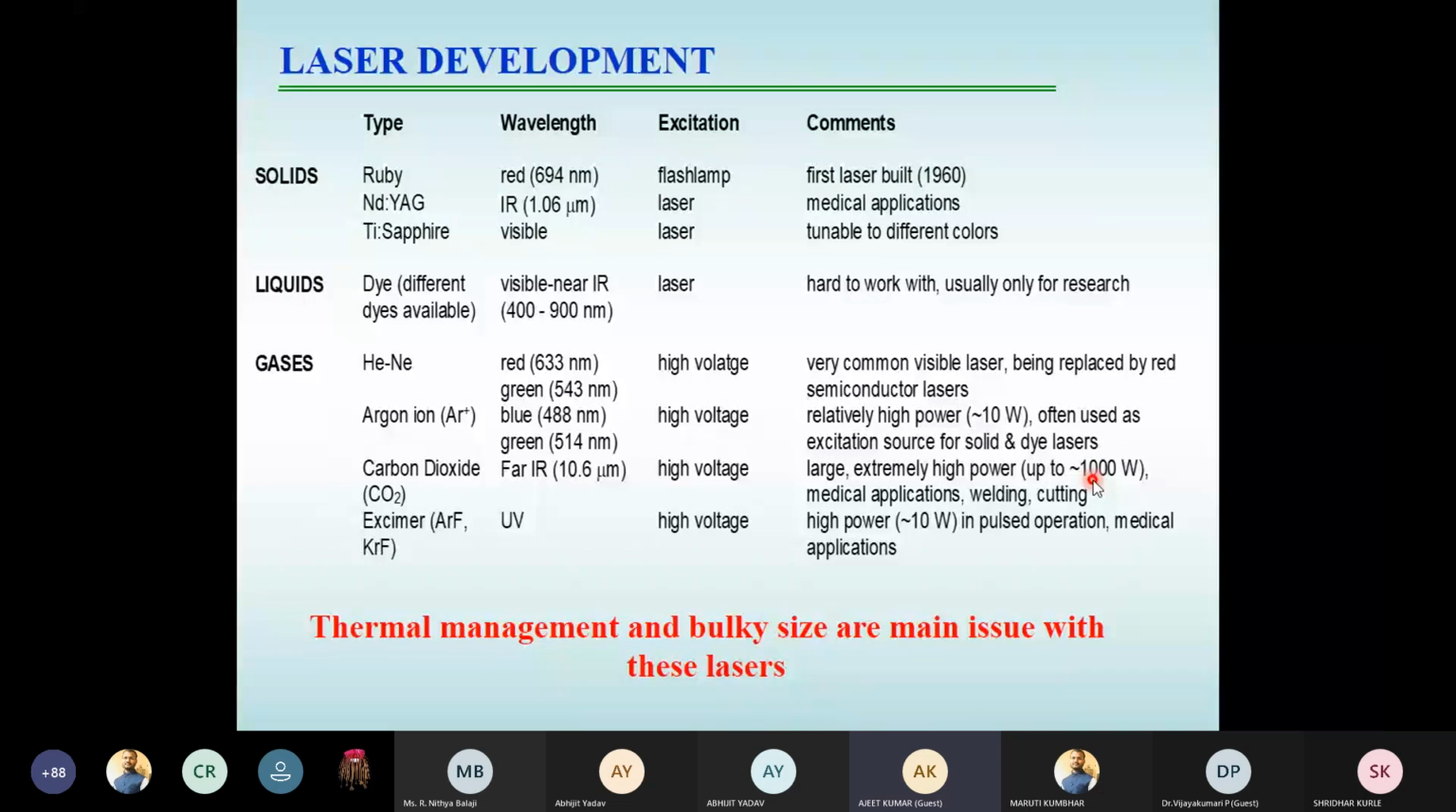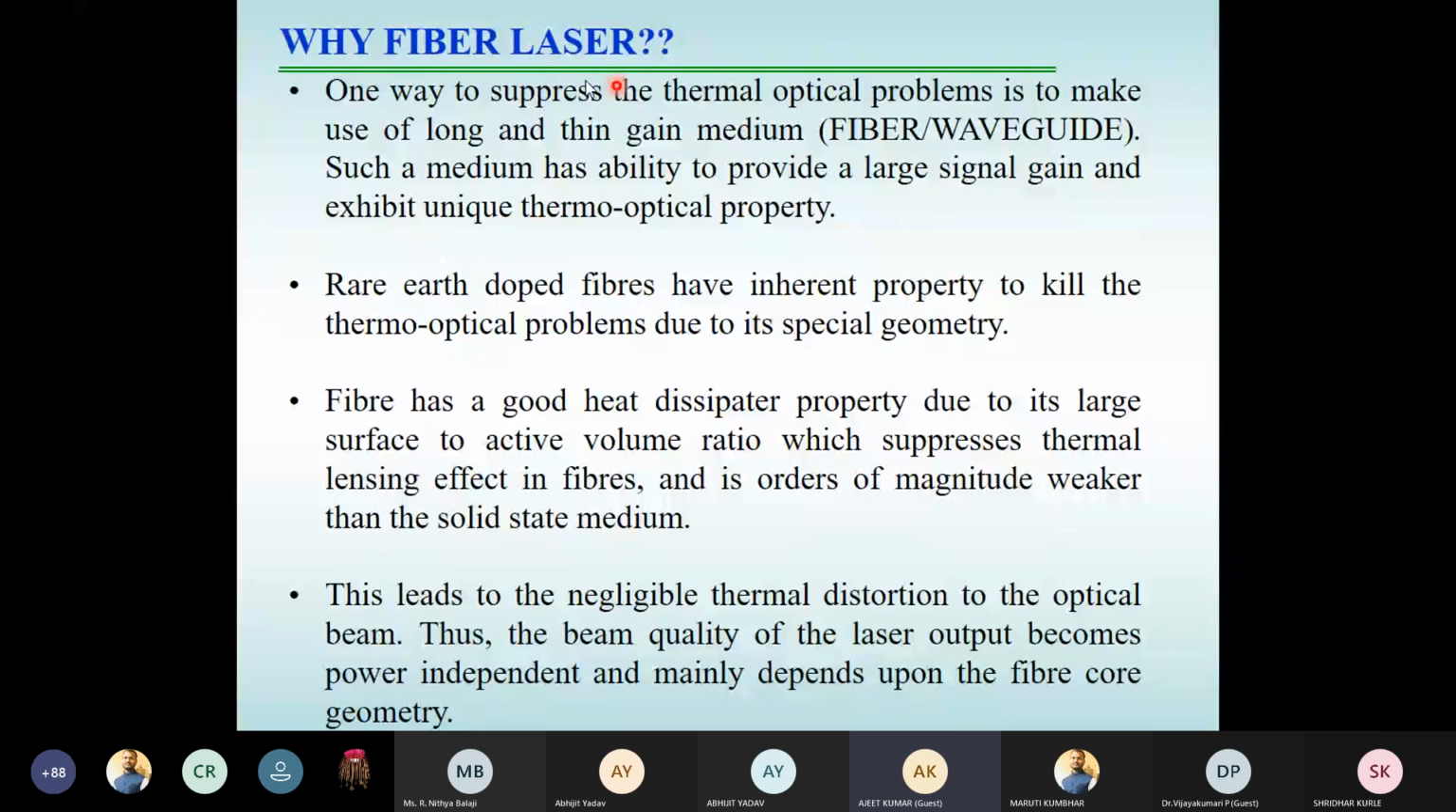So the question comes, why are we looking for the fiber laser? The answer I have already discussed: you want to design a particular laser which can be easily handled, moved from one place to another. If this kind of laser is there, which is not very bulky and still gives a comparable output level, it can have various applications.